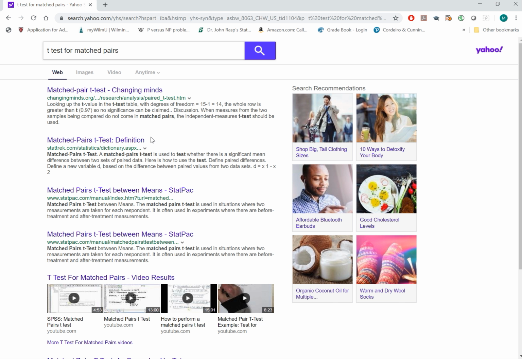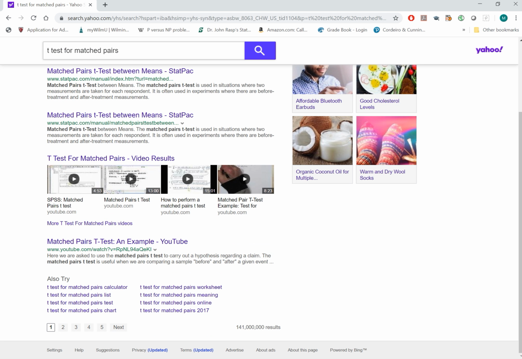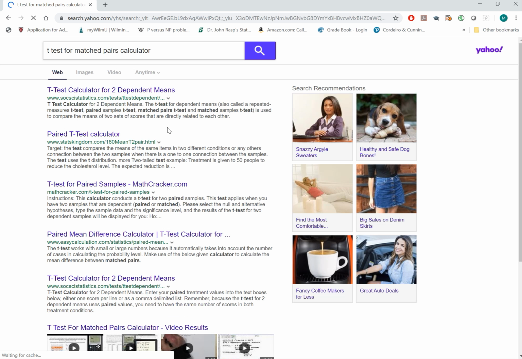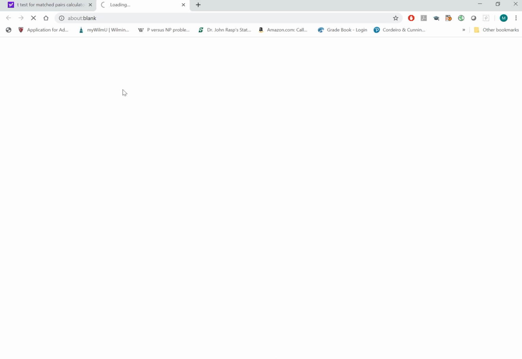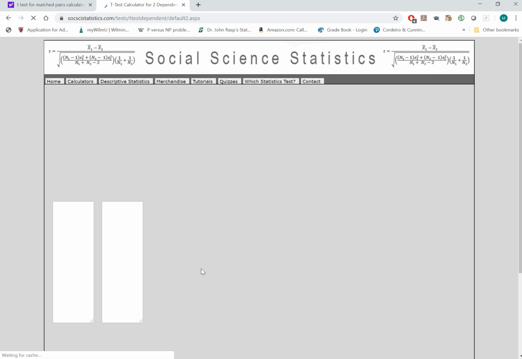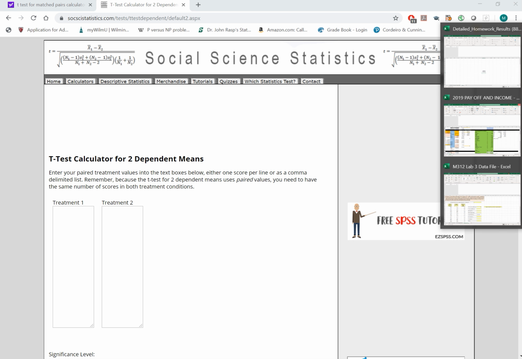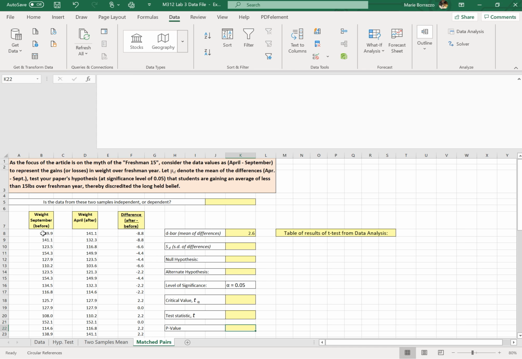And so, let's see here. I'm trying to make my life easier. t-test for matched pairs. Paired t-test calculators, t-test calculator for dependent means. That's what I was referring to. This is awesome. So this is basically an online calculator that's available to you. And so I'm going to show you this example with this calculator. And this is only one of several that are available online.